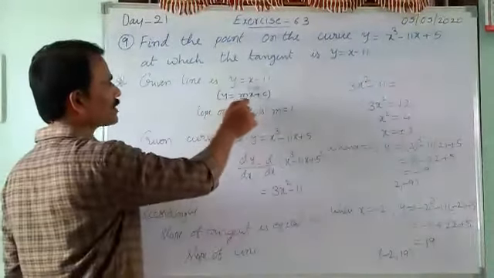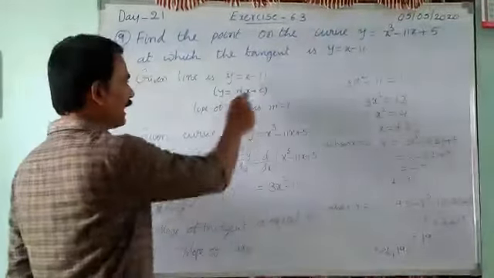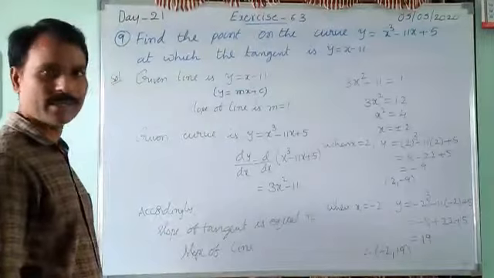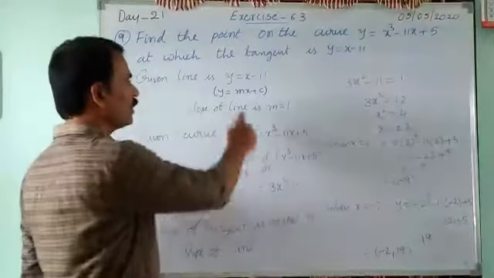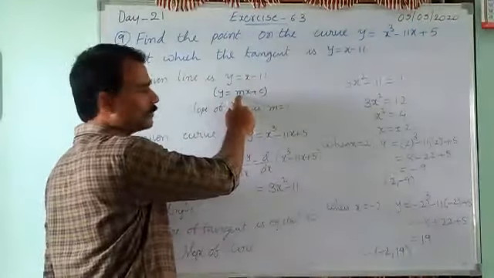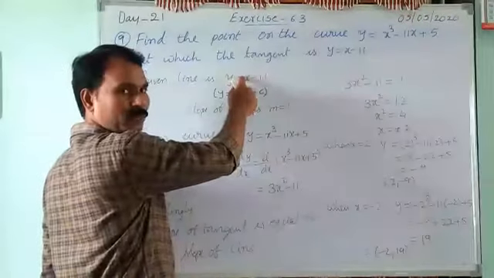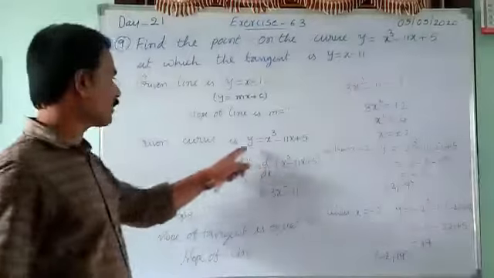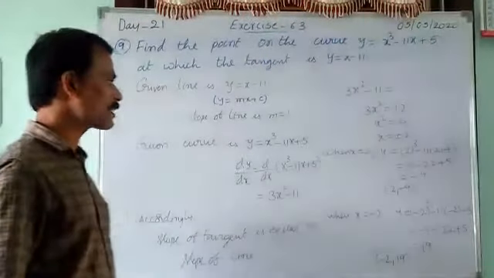So the given line is y is equal to x minus 11. It looks like y is equal to mx plus c. So m is nothing but the slope of the line. In the place of m we have 1. So that's why the slope of the line m is equal to 1. Given curve is y is equal to x cubed minus 11x plus 5.